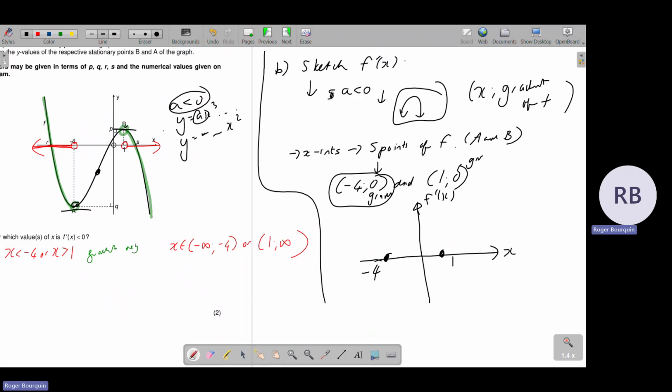This is what I said yesterday about symmetry. In the middle, right? How far is that distance? How many hops does the rabbit have to do to get from negative 4 to 1? 5 hops, do you agree? So halfway is 2.5 hops, right? So you calculate negative 4 plus 2.5 and you get negative 1.5.